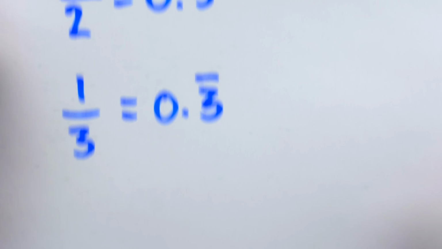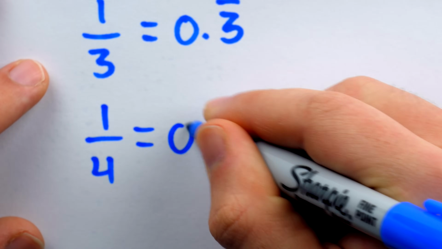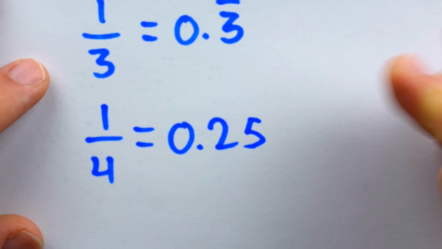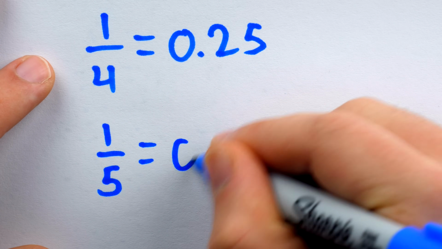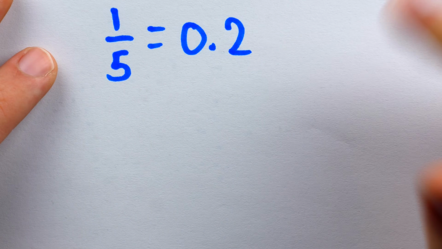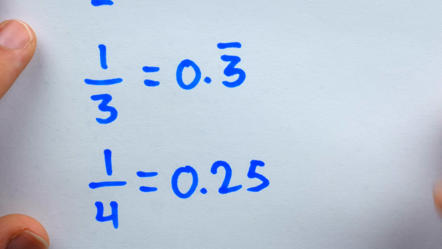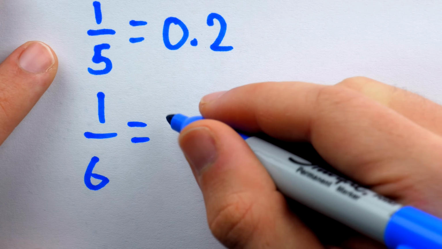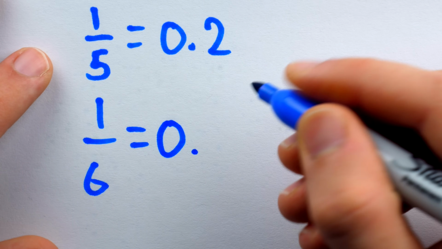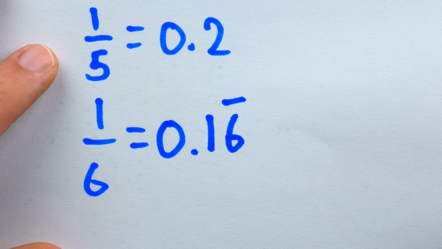Of course, 1/2 is 0.5. Then we have 1 over 4. That decimal also terminates. It's just 0.25. 1/5, that's another nice decimal. It's just 0.2. What about 1/6? Well, that's half of a third. A third repeats infinitely, so perhaps it's no surprise that 1/6 repeats as well. 1/6 is 0.16, and that 6 repeats, so we put a bar over it.